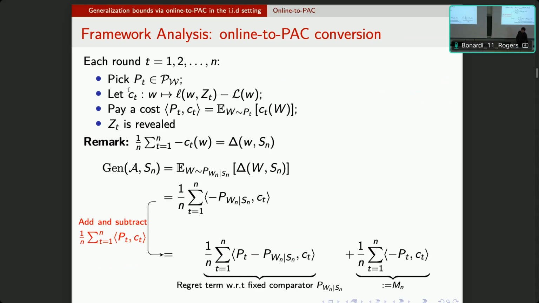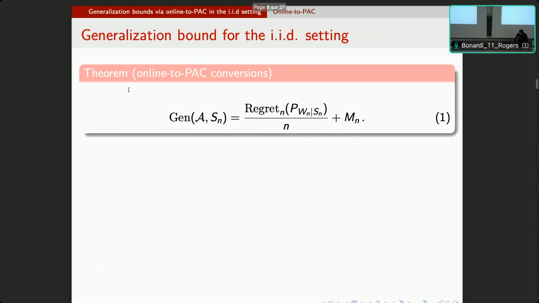So note that the first term is exactly the regret with respect to the fixed comparator, which would have played at each round the output of the randomized algorithm, plus a remainder term that is exactly the minus cumulative cost of the learner. So let me rephrase it here.